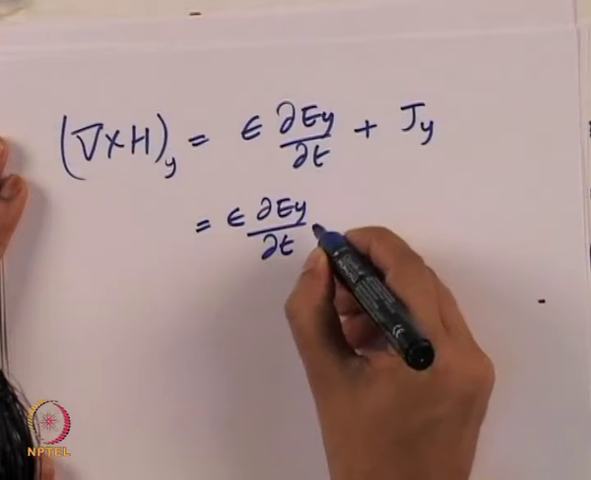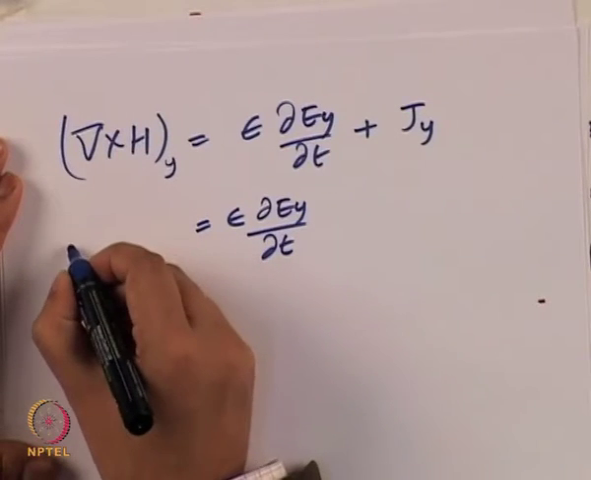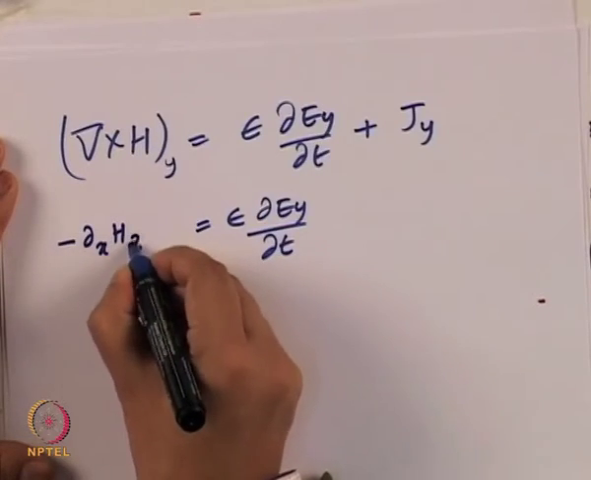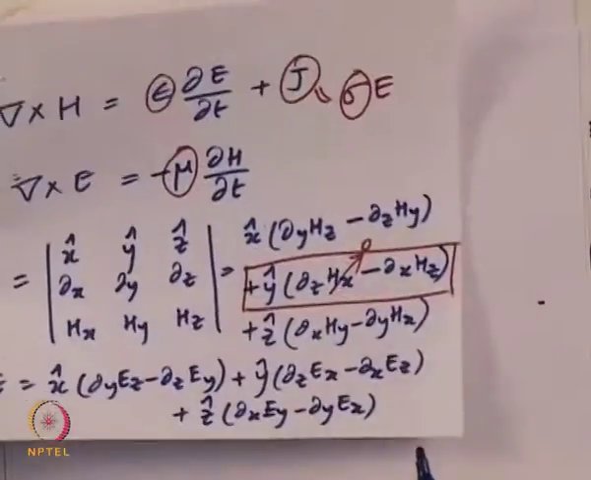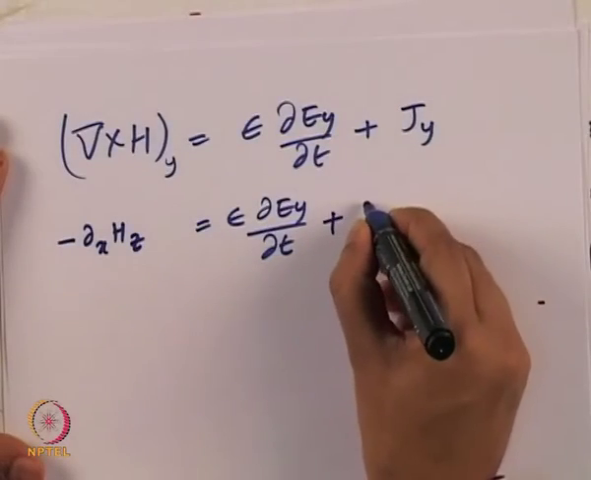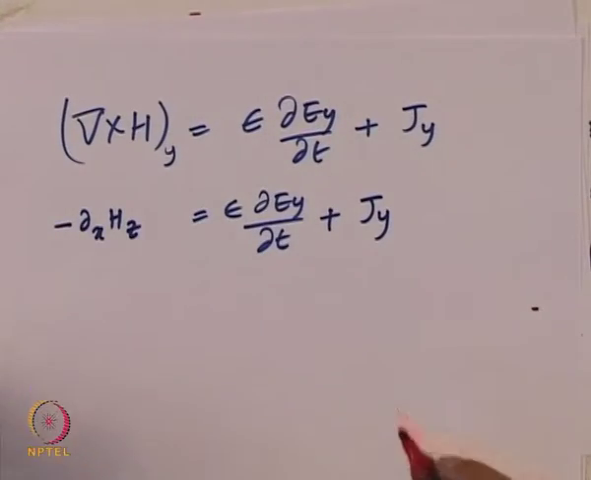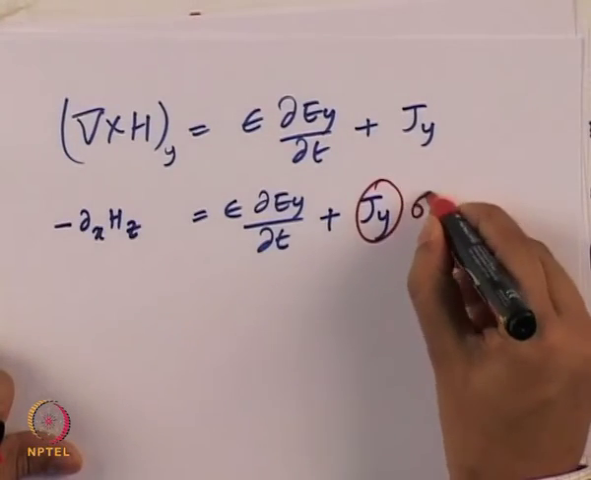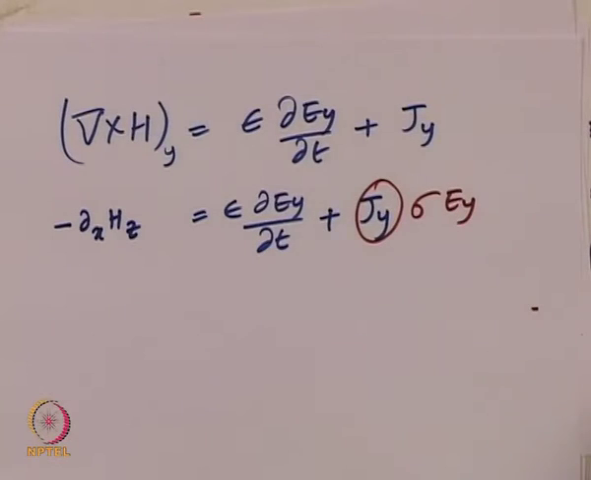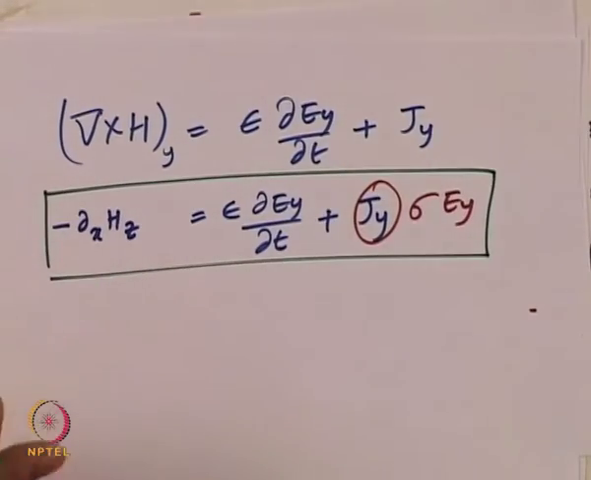Now we will write the term that we have from the curl term. It is going to be minus dou x Hz. This is the term I am taking from here and putting here, plus Jy, and I can write Jy as sigma Ey. So this is going to be the first equation, the first curl equation.